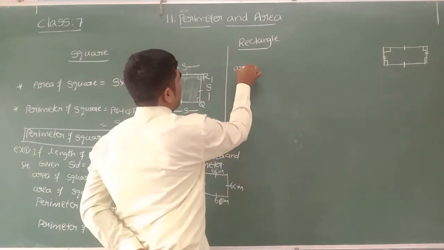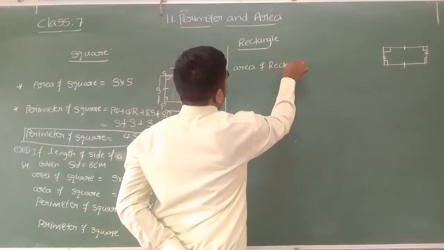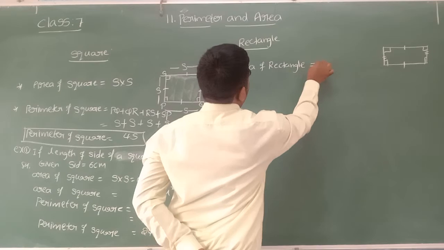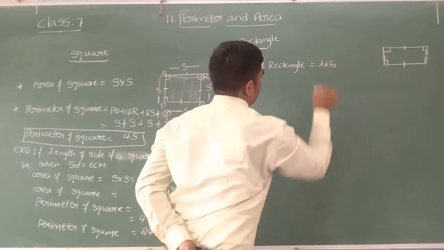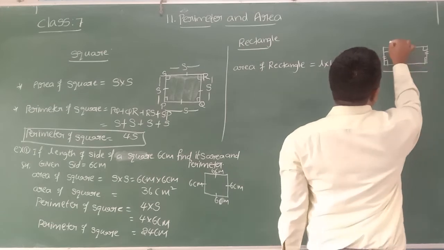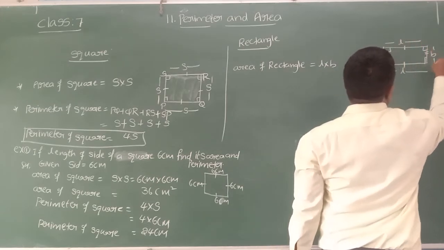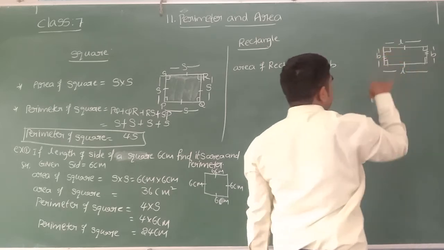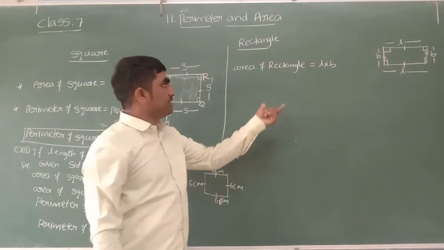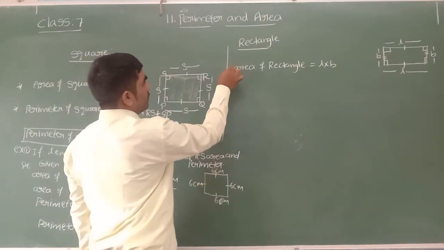So let us see the formula. What is the formula to find the area of a rectangle? Area of rectangle is equal to length into breadth. This longest side is called length. As opposite sides are equal, its opposite is length only. And the shortest one is called breadth. So this is the formula to find the area of a rectangle, which is length into breadth.